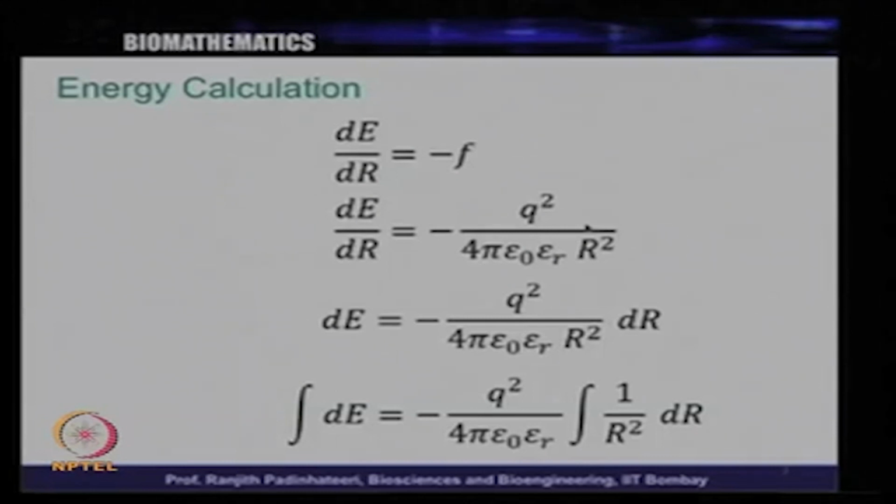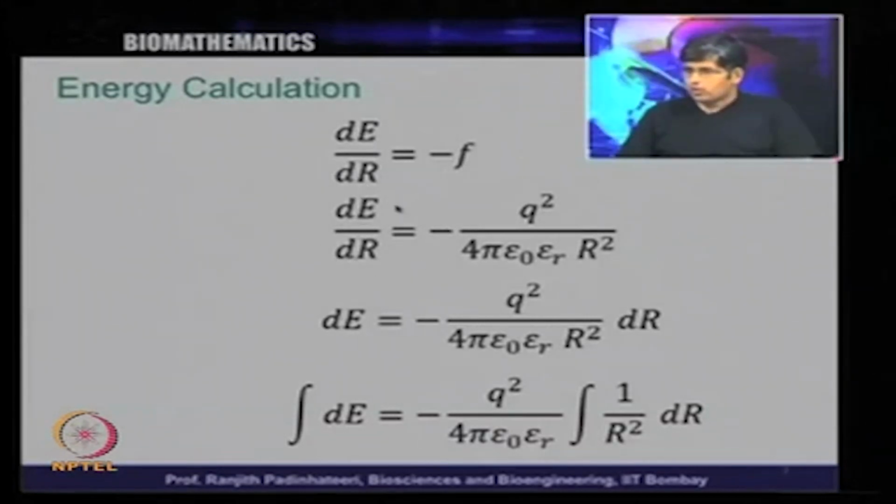So dE by dr is minus f, and the f we know. Let us find out what happens if you substitute this f here. You get q square by 4 pi epsilon 0 epsilon r r square. That is what you substitute for f. This is what you get.